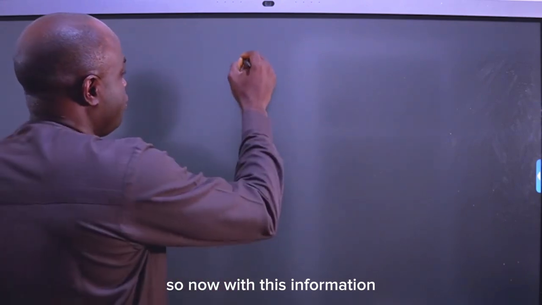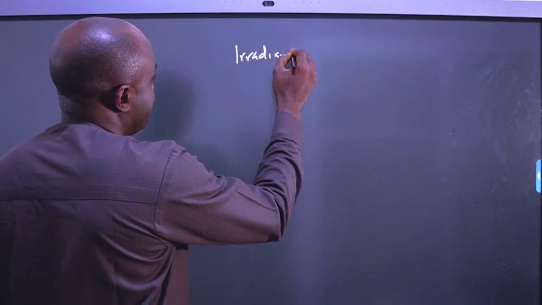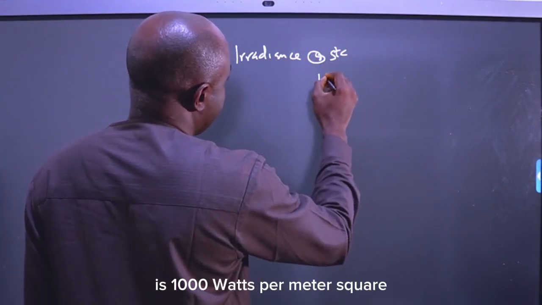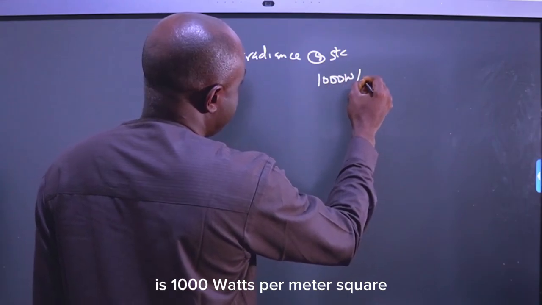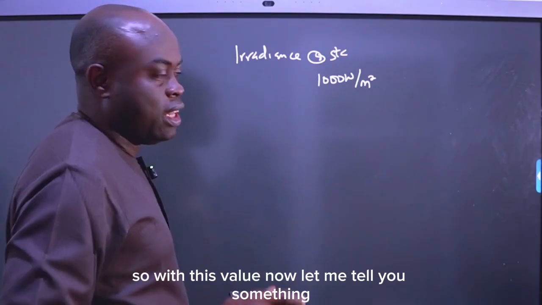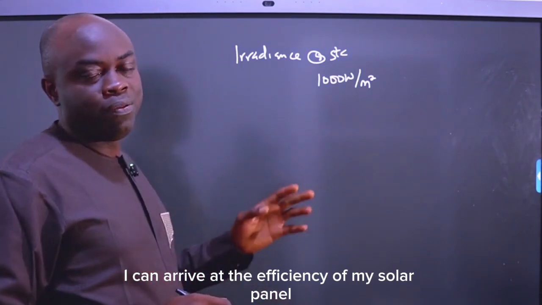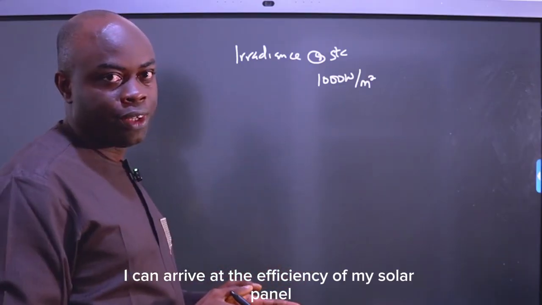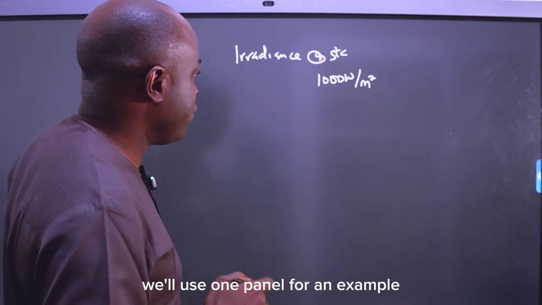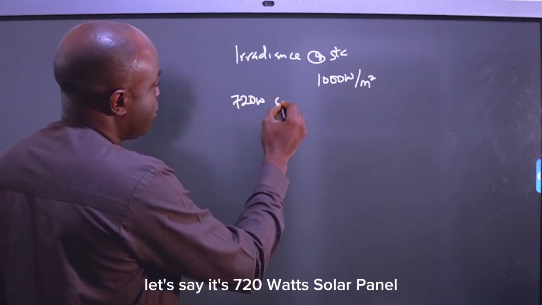So now, with this information we've gotten, our irradiance at STC, standard test condition, is 1,000 watts per meter square. With this value, let me tell you something: I can arrive at the efficiency of my solar panel if I know its wattage. So we'll use one panel as an example. Let's say it's a 720 watts solar panel.